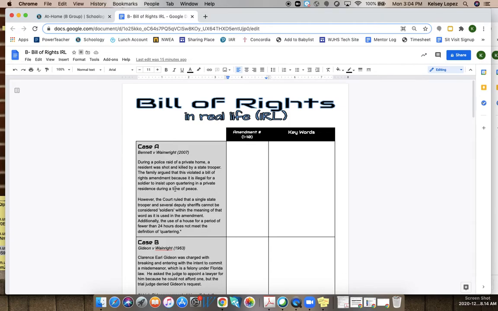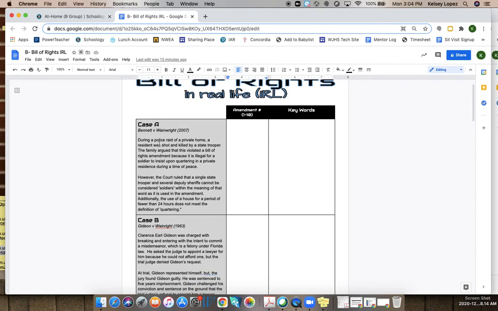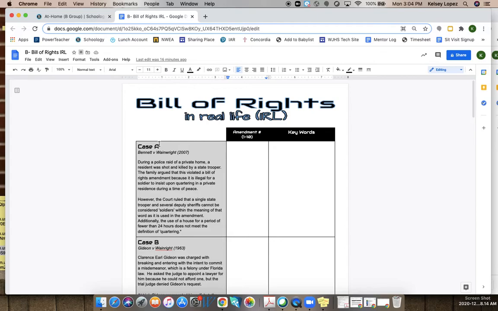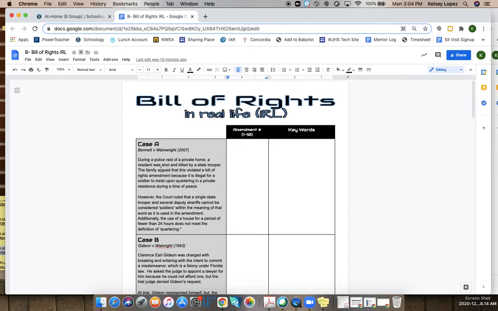So, Bill of Rights in Real Life, IRL. You are going to be reading a series of cases here, Supreme Court cases actually, that happened in real life. And I want you to identify which amendment is really being discussed here. So this is the activity that's posted in today's Schoology folder as an assignment. In each case, you'll see information about the case in the left column. The title of the case is right here. You're going to fill in the amendment number in the middle as well as key words, which I'm going to show you an example of right now.